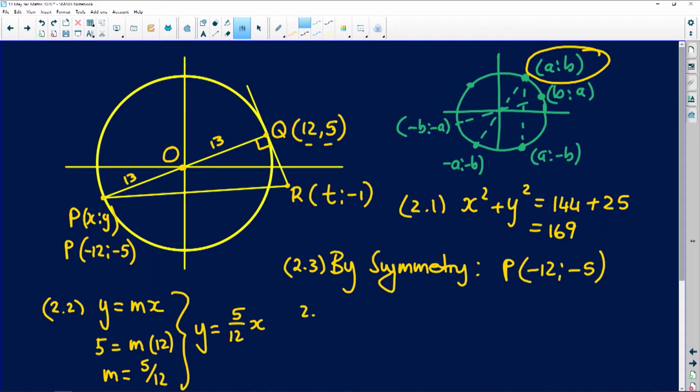It's symmetry in the origin. It's symmetry of the circle, whichever way you want to look at it. For 4 marks, that was a quick one. 2.4.